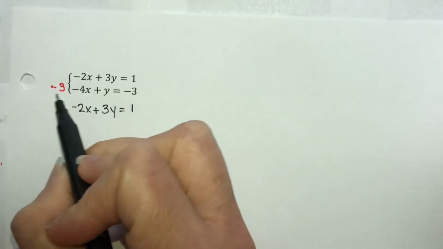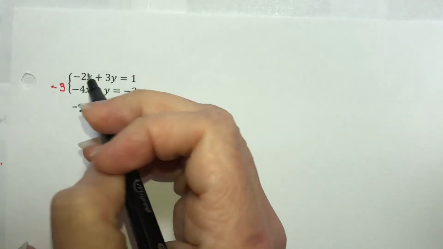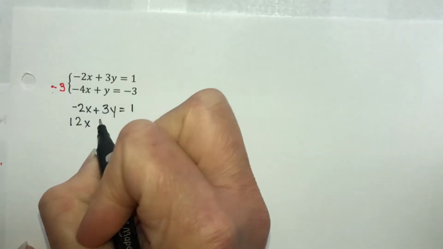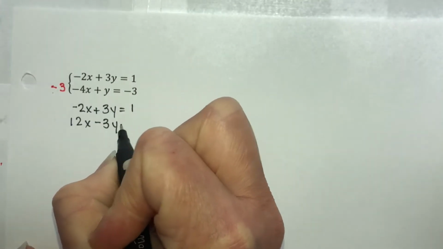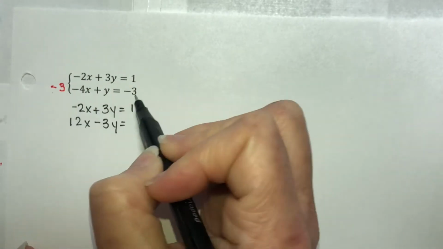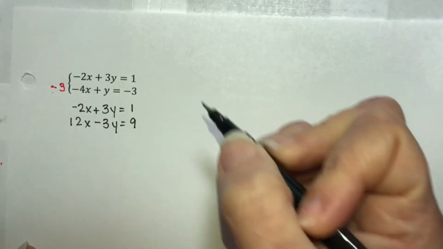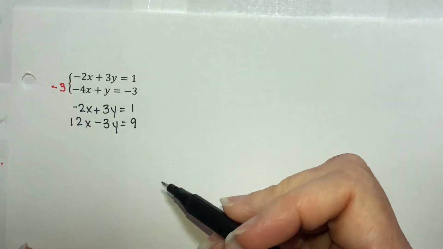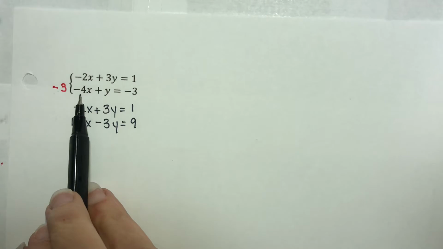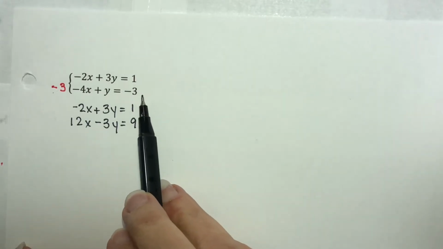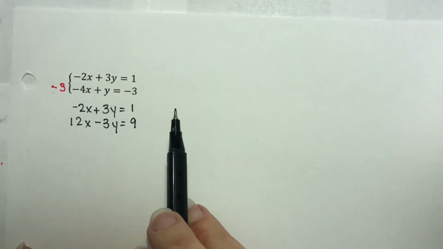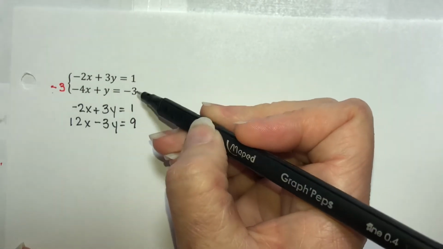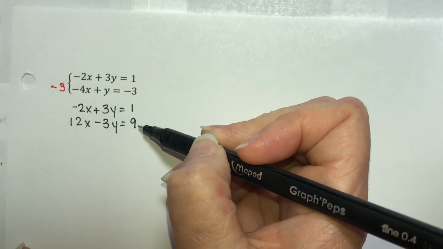Now I do need to multiply everything here. -3 times -4 will be +12x. -3 times 1 is -3y, is equal to -3 times -3, which is 9. Now if I had to pick out the most common mistake on this type of problem, it's that people remember to multiply this and this, but they don't remember to multiply the constant. Everything has to be multiplied. So this equation is the same as that one. This equation is this one transformed.